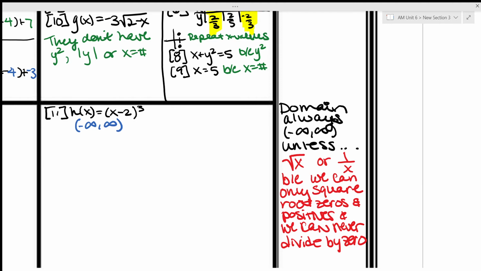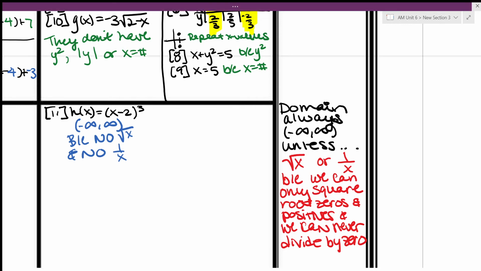Okay. So let's look at number 12. Yes, let's totally do number 12. I'm going to write on here. It's not gonna kill me. Because no square root and no x in the denominator. Okay, number 12.